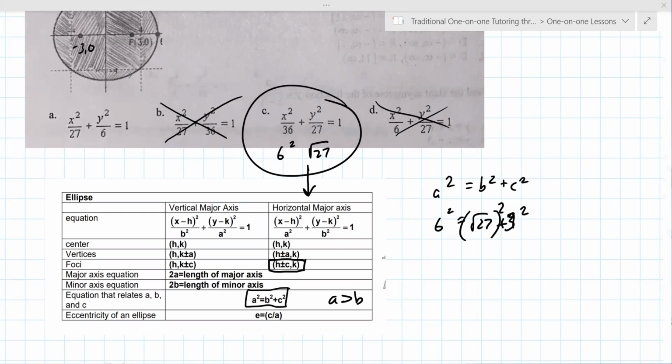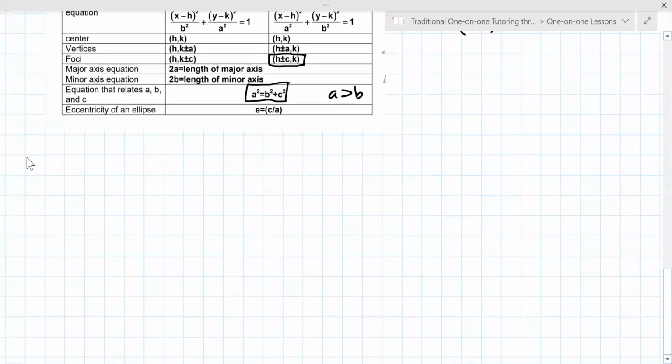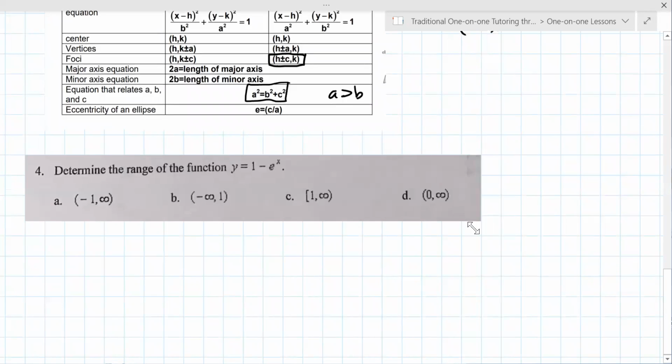And another thing that's interesting here is this one is kind of just all over the place. Like now we're doing a range problem. So when you're doing this on your own, you might want to try to look at kind of grouped questions if you can.